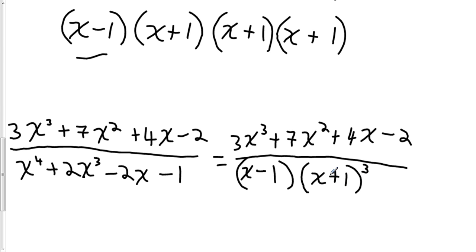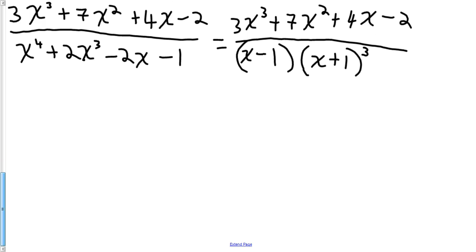We have three factors. So we do have this one distinct linear factor, x minus 1, but we have x plus 1 as a repeated linear factor. It's linear because it's a first degree factor. It's not quadratic. And it's repeated because it's a factor 3 times. So we have one distinct and three repeated linear factors.